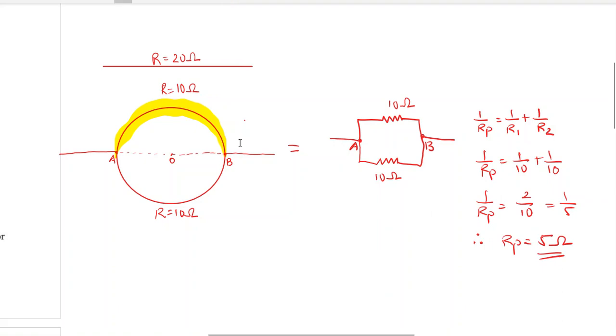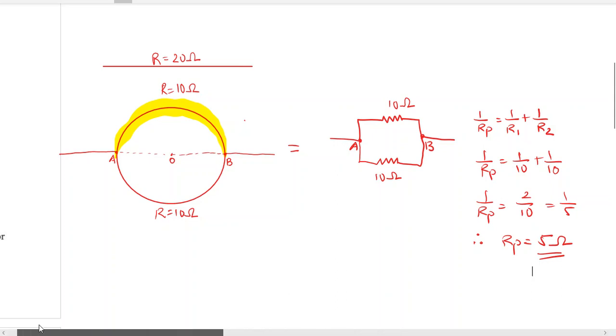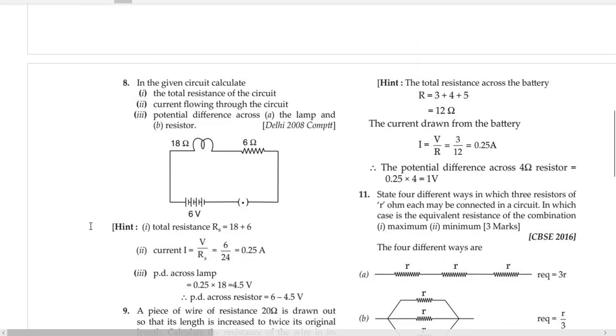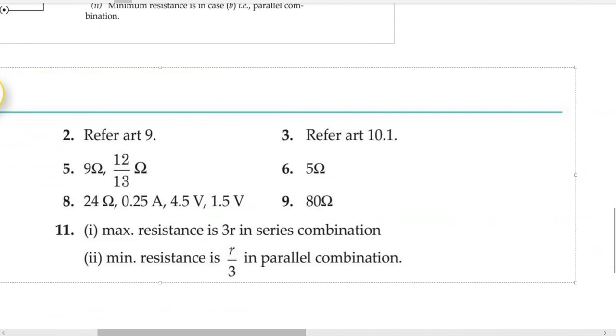Now we can see that the equivalent resistance of this wire across any 2 points on its diameter is 5 ohm. So we should check the answer, right? So for you, I've got the answers also. These are the answers of the whole exercise. Let me show it to you.